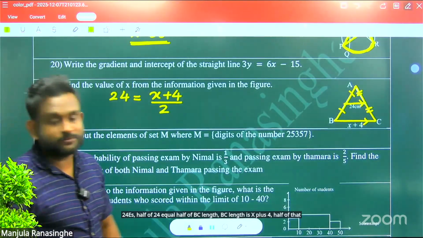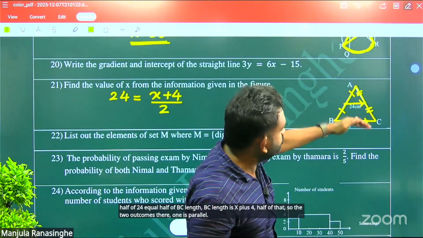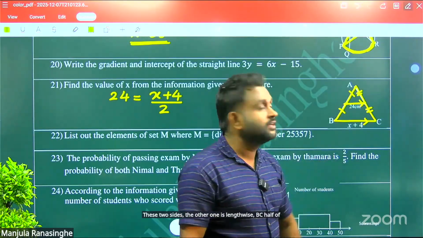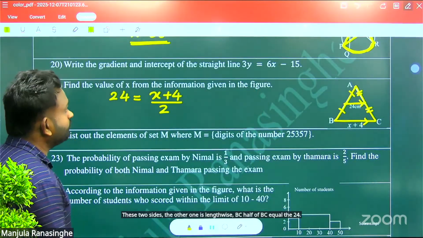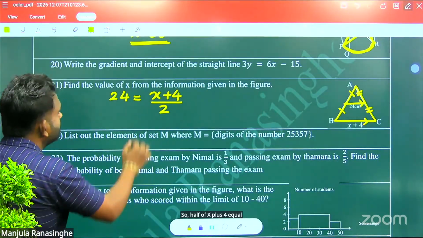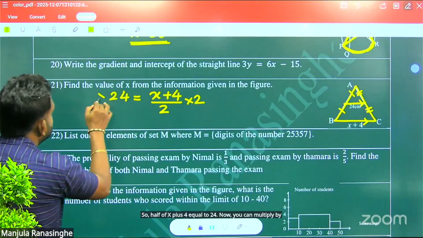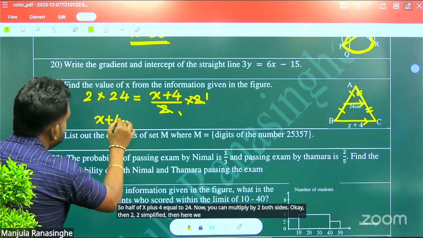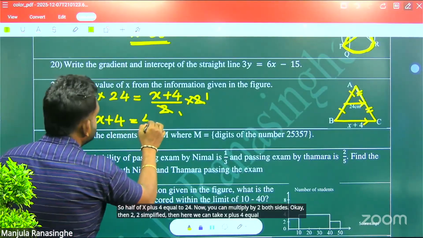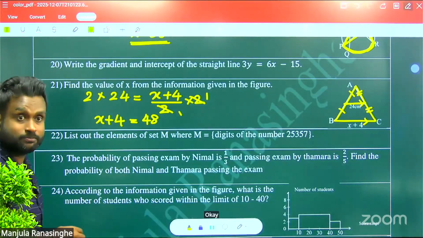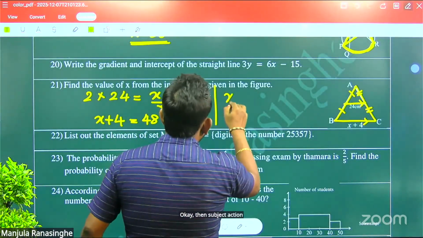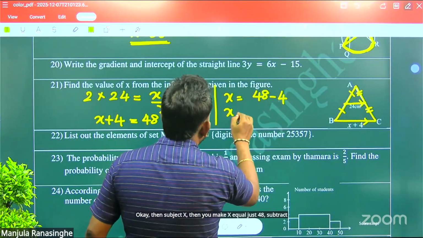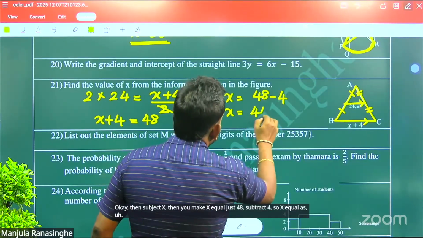So the two outcomes there: one is that these two sides are parallel, the other one is lengthwise. Half of BC equals the 24. So half of x plus 4 equals 24. Now you can multiply both sides by 2. Okay, then 2 is simplified. Then here we can take x plus 4 equal 2 into 24 is 48. Okay, then subject x. Then you make x equal to just 48 subtract 4. So x equals 44 centimeters.